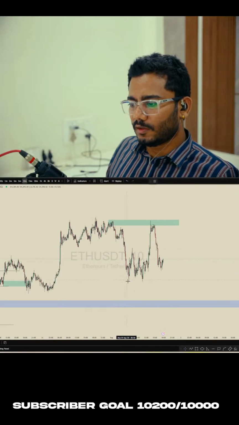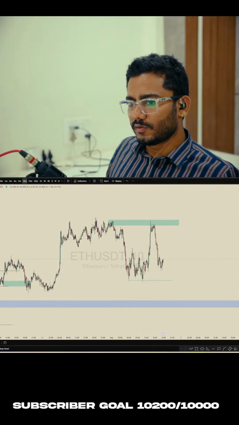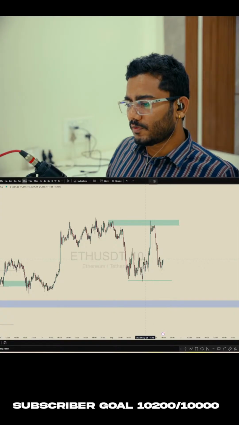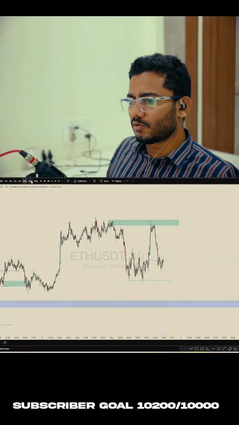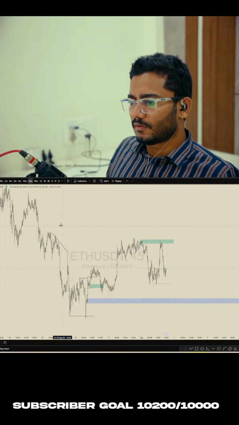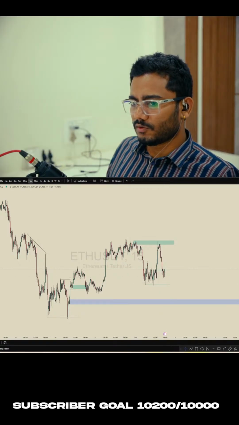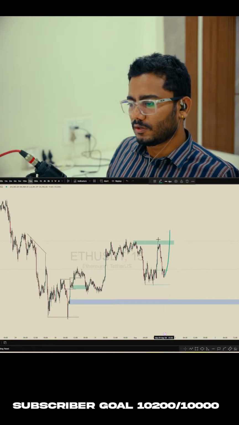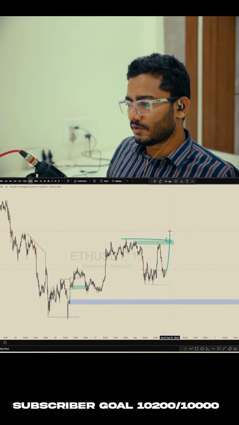If you look at Ethereum right now, there's this small liquidity sweep. Price reacted from this order block, so it should continue to the upside. But I'm not looking for entry. It should continue from here, taking this liquidity to the upside. It can sweep the liquidity and then it should continue.